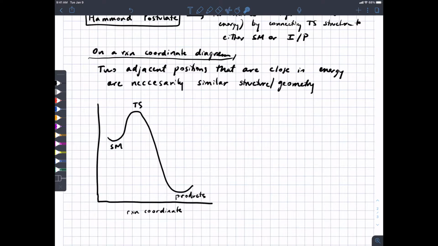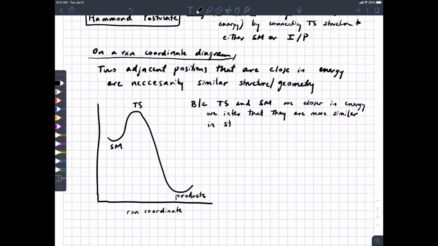which will mean that there's less of a geometric rearrangement to get from starting material to the transition state than there is to get from the transition state to the products. So in this case, because the transition state and the starting material are close in energy, we infer that they are more similar in structure than the transition state and the products.